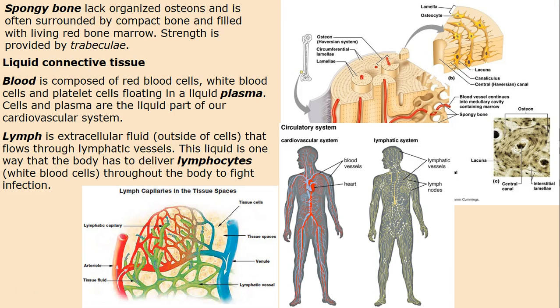Spongy bone lacks organized osteons, so we find this mostly in the middle of long bones. You can see here. Liquid connective tissue seems strange because it's not really connective, but it's in this group. It has plasma, which is the liquid part, and cells. And then we have lymphatic fluids, which are extracellular. They're outside cells. It flows through lymphatic vessels.